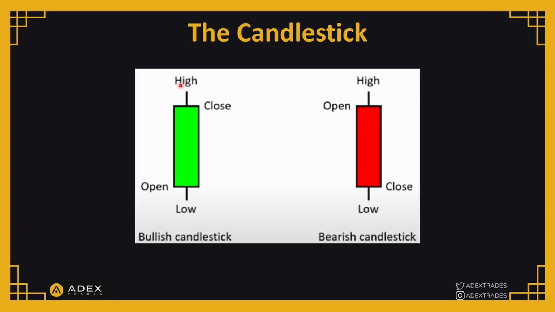So you have the high of the candle right here. You have the low of the candle right here. You have the open of the candle, and you have the close of the candle. When it comes to a bullish candlestick, that will be the color green. Or if you're using TradingView, you can change your colors. But in general charts and chart analysis, or TA, you'll see that it is a green bar.